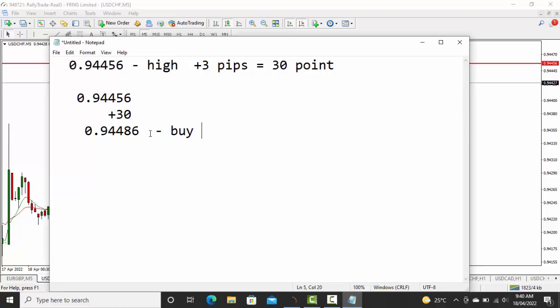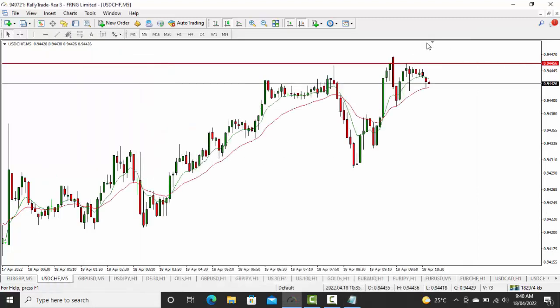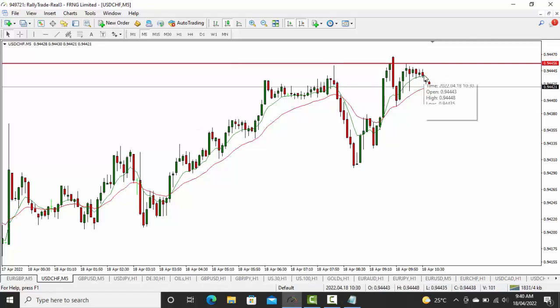So I'm expected to take a buy once this instrument trades as high as 0.94486. That's where I'm going to take a buy from. So where should I have my stop loss? My buy stop is going to be above the highs. Then my stop loss is also going to be below the trigger bar.